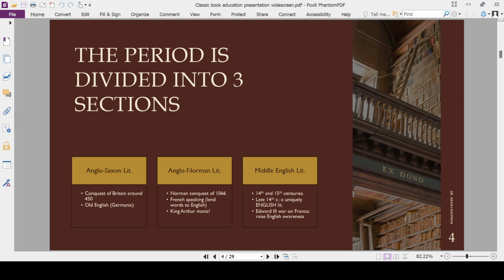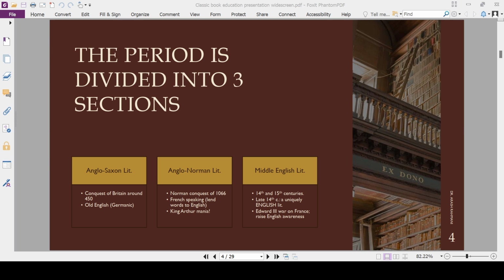So once again, I cannot emphasize this enough. For convenience sake, we have divided this 800-year period into three different sections. And as you can see here, they are called the Anglo-Saxon period, the Anglo-Norman period, and of course the Middle English period and their literatures. So let's talk about them one by one.